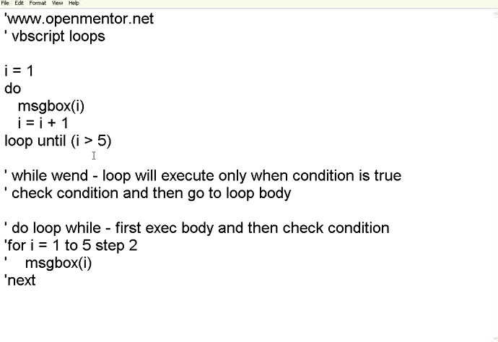For loop is a definitive loop. You know the number of times it's going to execute. As long as the condition is true, while wend will execute. The condition will be checked first, the body will be executed next. In do loop while, the body will be executed first. As long as the condition is true, the loop will execute. In do loop until, as long as the condition is false, the loop will be executed.